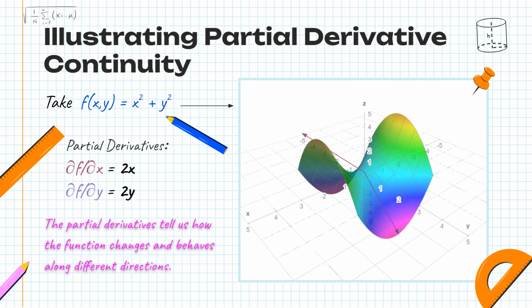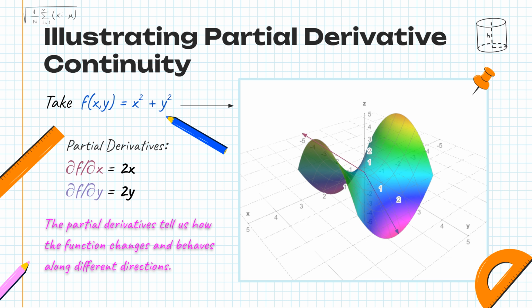So now let's consider the continuity of the partial derivatives of f. Since the partial derivatives are just linear functions of x and y, they're going to be continuous everywhere. This means that the function f itself is also going to be continuous everywhere. And we can visualize this by imagining a smooth round hill that rises up from the origin in all directions.